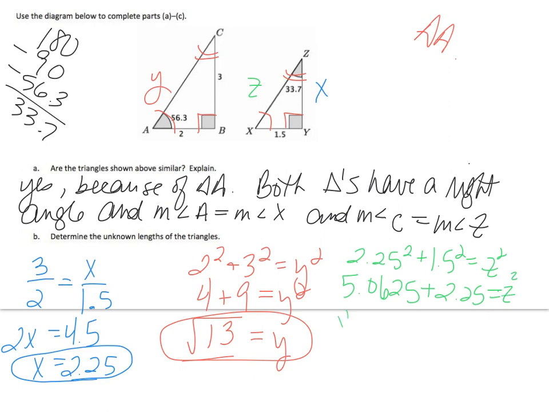I get 7.3125. Oh, goodness, sorry. Oh, I can't erase it now. Okay, 7.3125 equals z squared, so z is the square root of that. A little bit messy, but you got it.